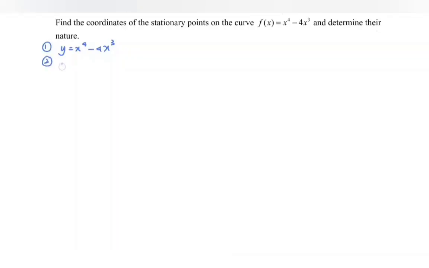Step number 2, find y prime. So we have 4x to the power 3 minus 12x squared. Find the second derivative. So we will have 12x squared minus 24x.